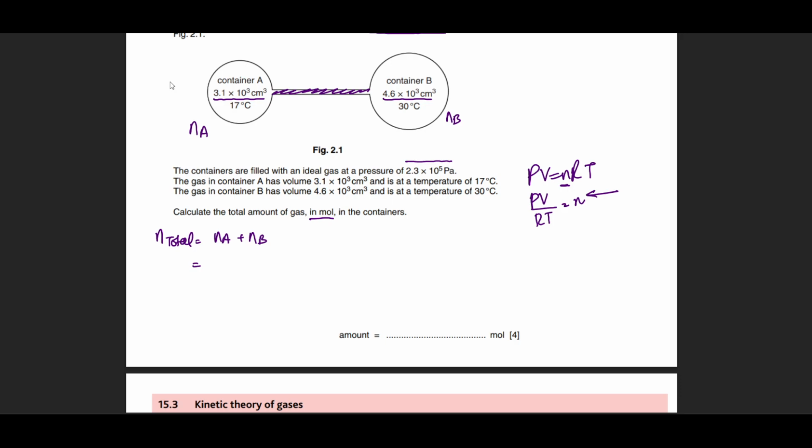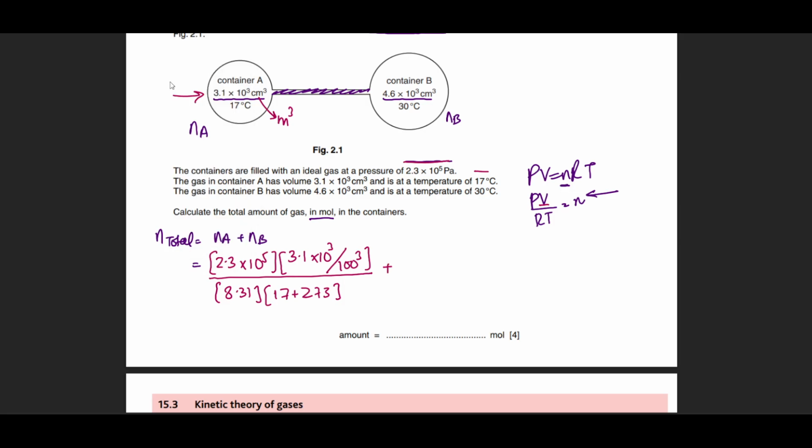So PV divided by RT, right? So pressure is given to us as 2.3 into 10 to the power 5. Don't forget to put in the powers. So 2.3 into 10 raised to the power 5. Then we have volume. Now notice that A has a volume of 3.1 into 10 raised to the power 3. So one more thing, it has to be divided by 100 cube. Why? So that we can convert this from centimeter cube to meter cube. And then divide this with R, which is 8.31, and temperature is 17 degrees centigrade but has to be converted into Kelvin, so this will be added with 273. This is the moles for the first scenario.